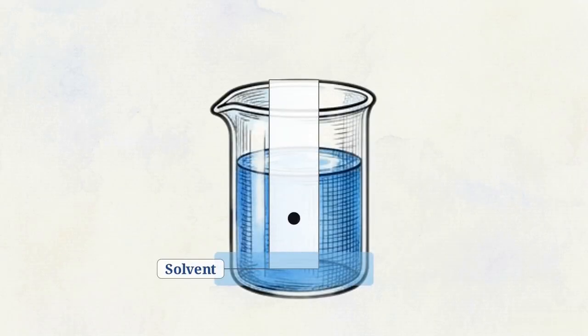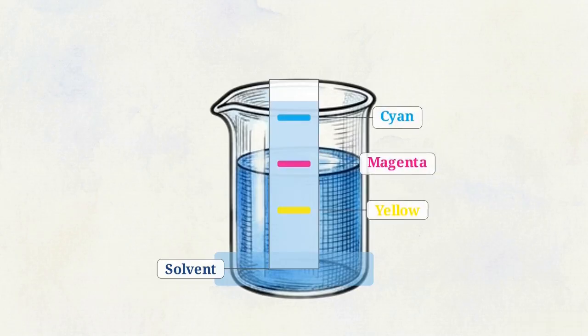We can also separate components based on how fast they move across a medium. In paper chromatography, a clear solvent wicks up a filter paper, dragging dissolved pigments along with it. Because different colors interact with the paper at different speeds, a single black ink dot fractures into distinct ascending bands of cyan, magenta, and yellow.